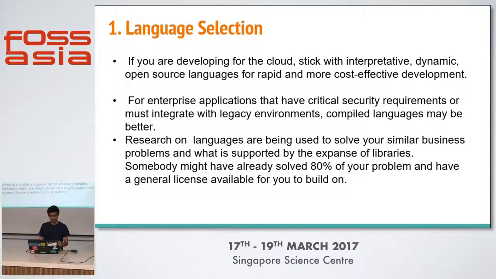Language selection is when you're choosing a particular language for developing a backend. So you need to consider what language you are going to implement. For example, if you're developing for the cloud, I think it's better if you stick with an interpreted language such as Python, which is open source, and if you have any issues regarding it, you can ask the community about it.